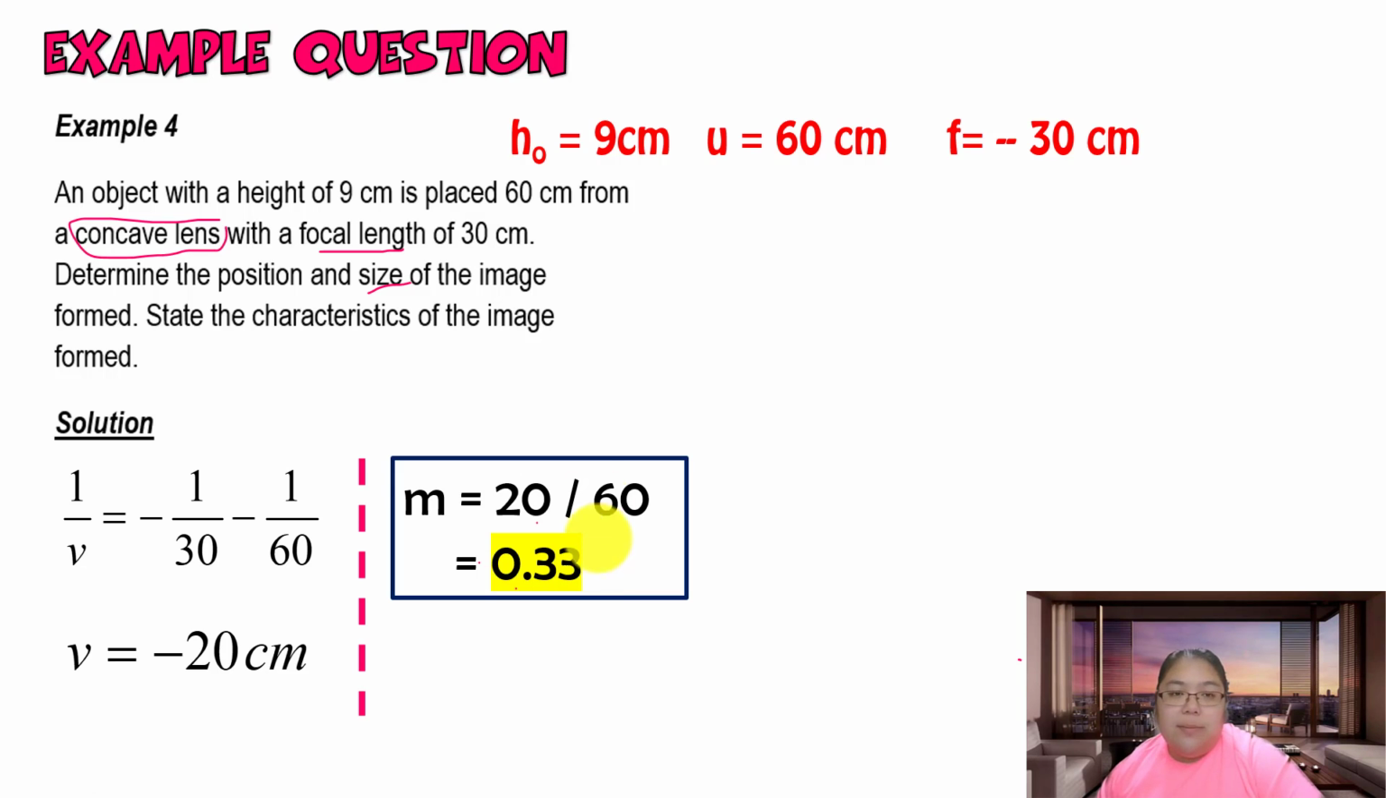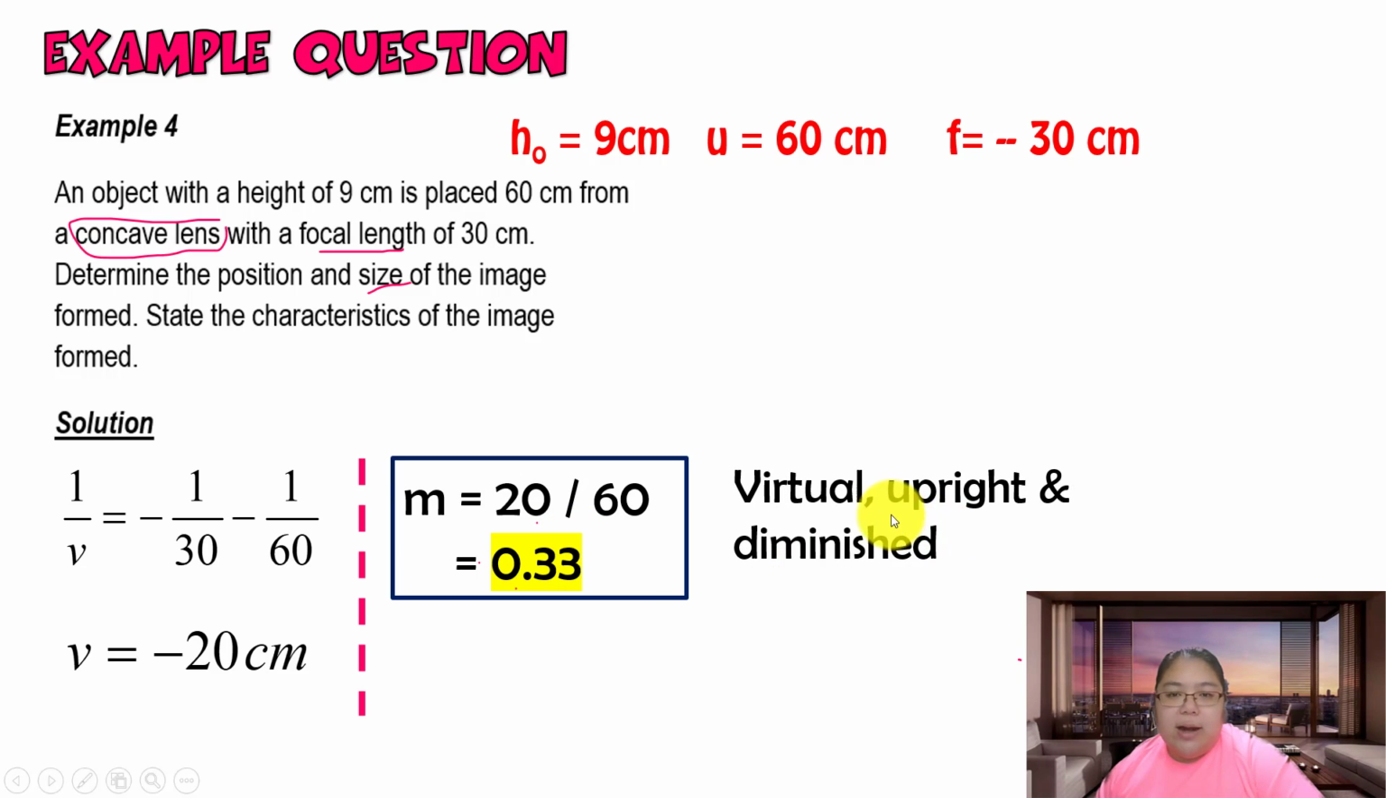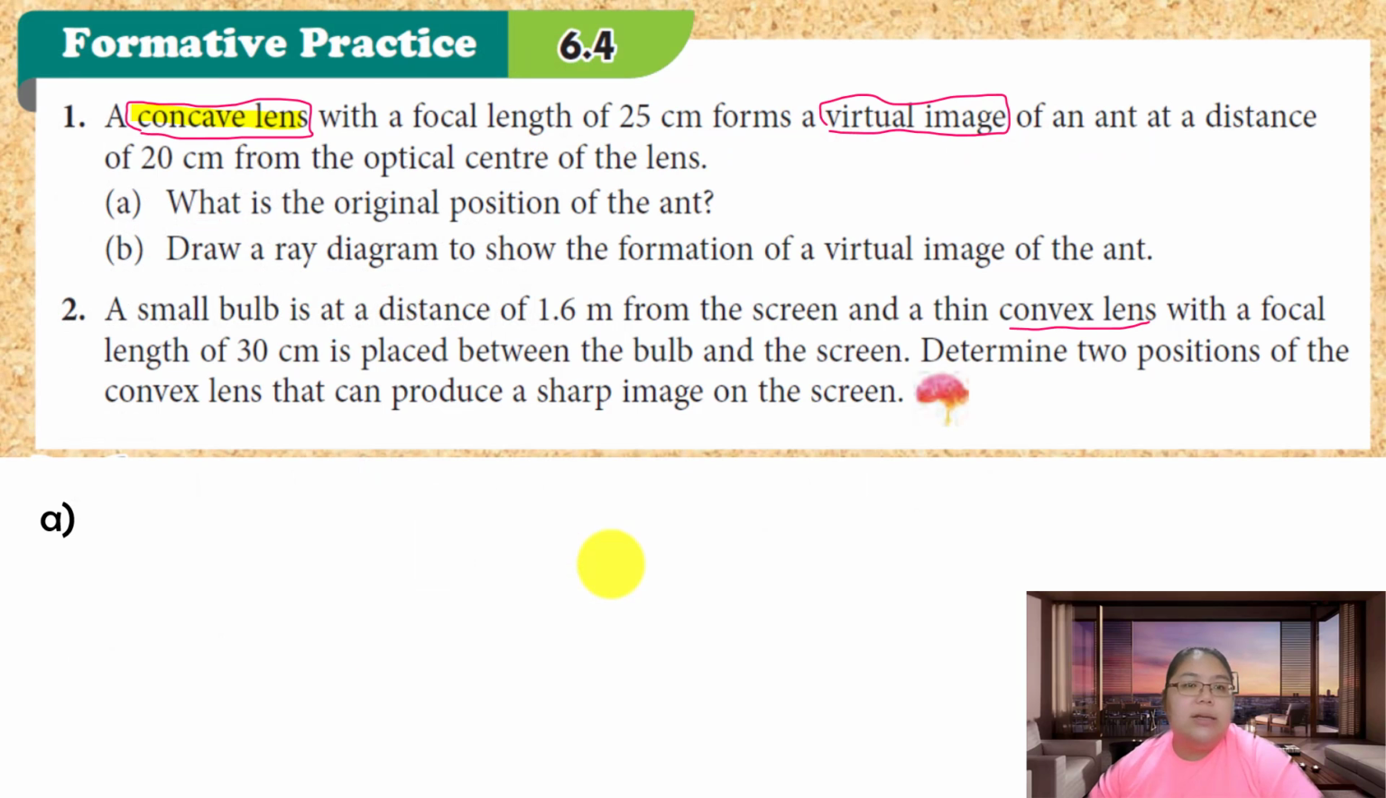You also can find the size of the image using HI/HO, so you can get the answer. Last one, I mention the characteristic: virtual, upright, and also diminished. So this one is formative 6.4 from your textbook.